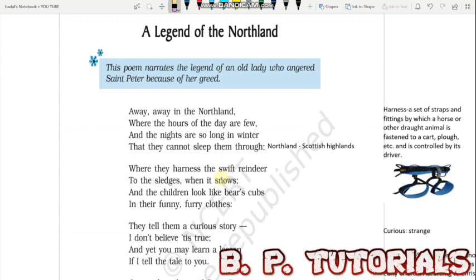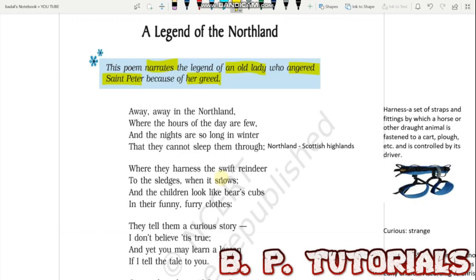Let us begin the line by line analysis of the poem A Legend of Northland. Before we begin, we must check out the basic aspect of this particular poem. A Legend of Northland is actually a didactic poem. We got to know this one. And before we read, this affirms this statement: the poem narrates the legend of an old lady who angered Saint Peter because of her greed. Really, this teaches us that getting greedy will lead to downfall, and we should not become a greedy person.